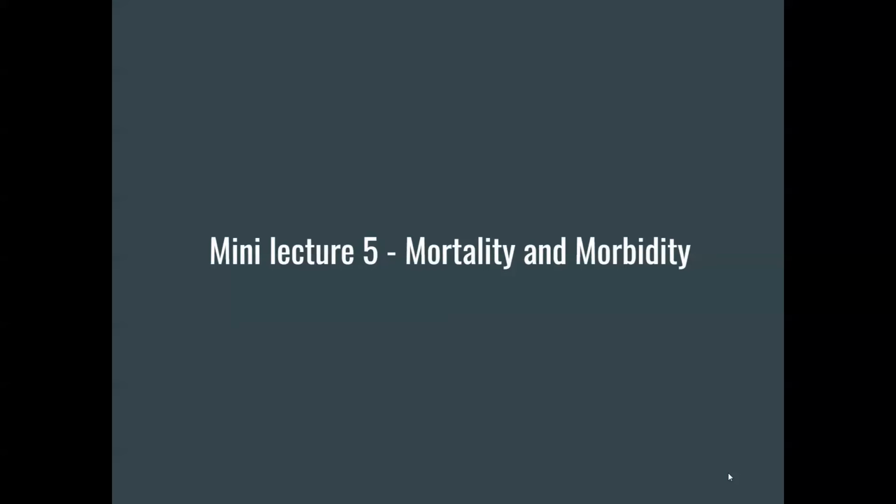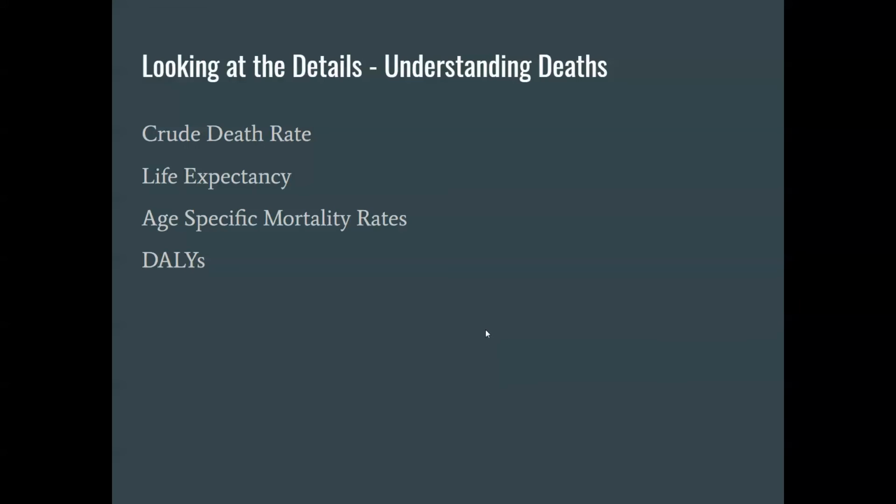All right, this is mini lecture 5 in module 2, and in this one we're going to dig a little bit into the details of the second part of the demographic equation, and that is mortality and morbidity. And so again, the main idea here is that when we've dealt with this, we've talked about crude birth rates, total fertility rates, age-specific fertility rates. Well, we're kind of going to do the same thing here in reverse.